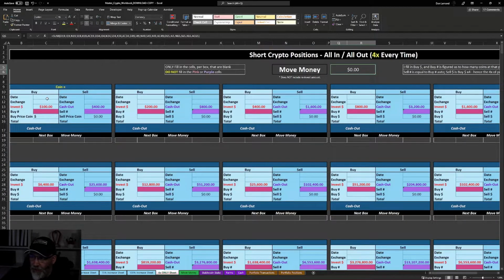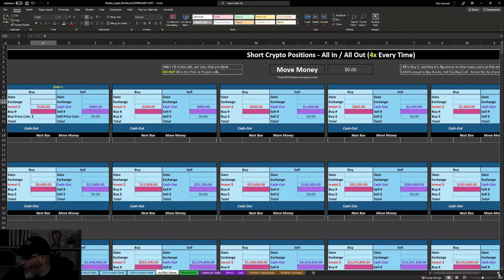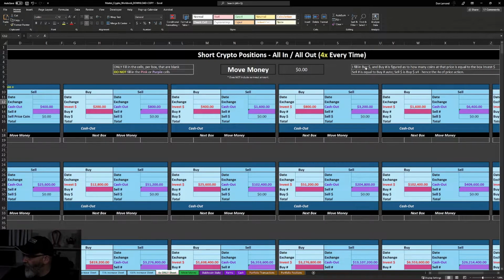Okay, so on the Forex sheet, it's really simple. You only fill out this box right here, the date, the exchange, and what you need to know is that this is a very strict, extremely strict rule that I have, which is, if I fill in the buy number, which is right here, this buy price, then the buy number is figured out as to how many coins at that price is equal to the invest number. So this invest number right here, if I know I need to invest $200 and I need to spend $200, no matter what the price of the token is, this system will figure out how many coins I need to buy. Just does the division for you.